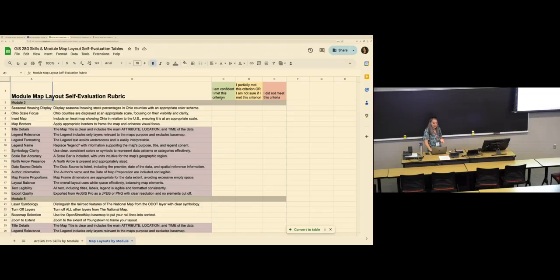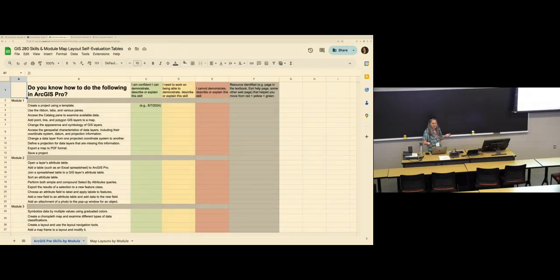And so then they answer the question: I'm confident I met this criterion, I partially met this criterion, I'm not sure if I met it, or I didn't meet it. And on the same level, for the skills, they say I'm confident I can demonstrate, describe or explain the skill, or I still need some work on it. And then later on, periodically throughout the course, I asked them to revisit this page for the skills and see if they would move themselves from one category to the next.